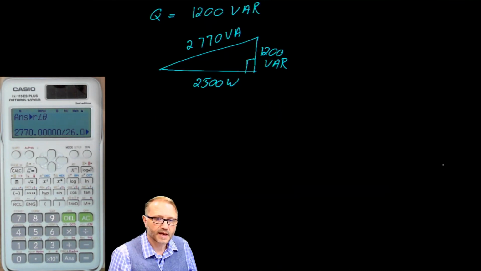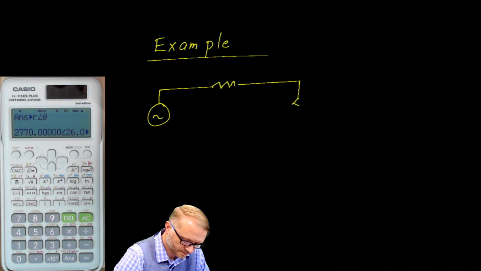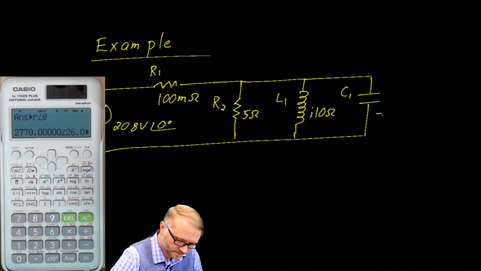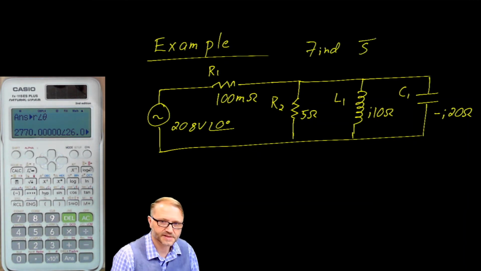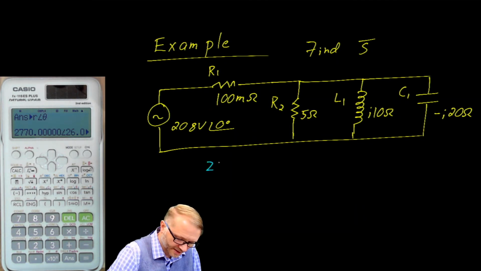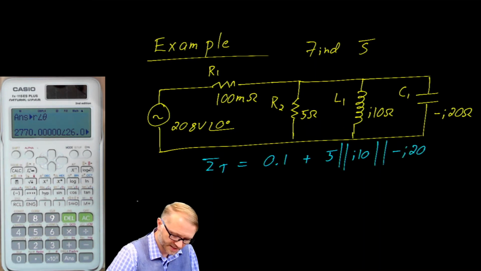Let's work one more example and then call it a day. For this particular problem, we want to find the vector S describing the complex power of the circuit. We start by calculating the total impedance. In this case, it's 0.1 plus 5 in parallel with J10 in parallel with negative J20.